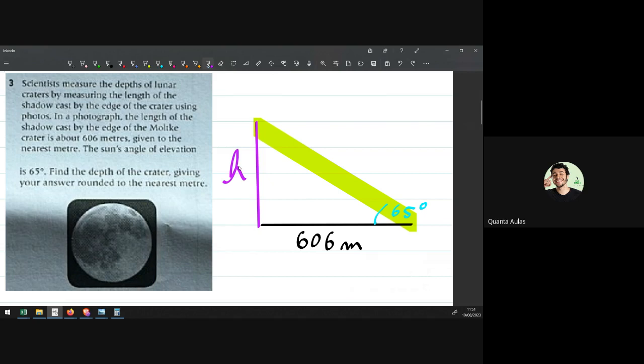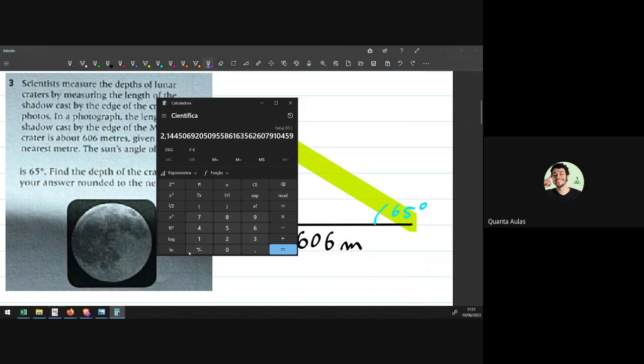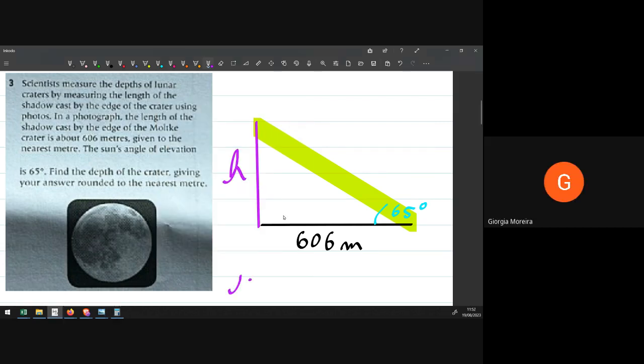So 606 times 2.1. We can do more or less 1,300. But we need a correct answer, giving your answer rounded to the nearest meter. I suppose it is this.